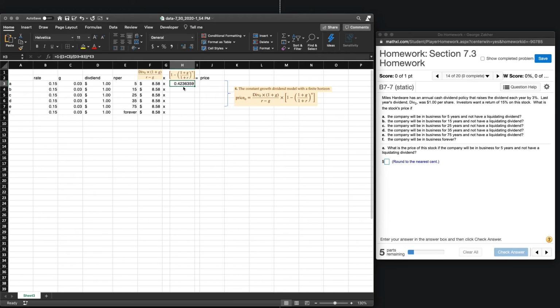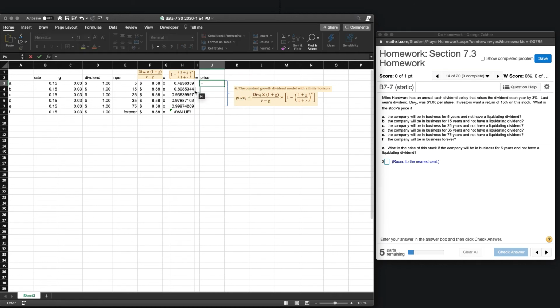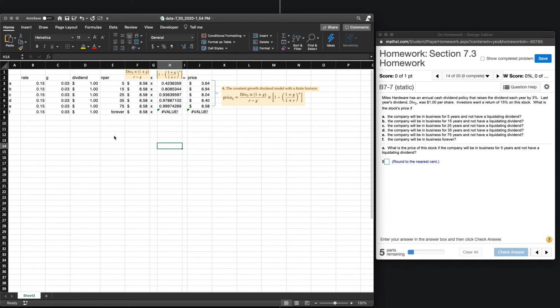So now we can go ahead and get the full value. That's simply going to be the product within this equation, so we're multiplying these two. Again, let's take a look at our pricing. If we look at A specifically, we can compare A and B. The company is only lasting for 5 years, so the price is going to be less. But as the company lasts for a longer period of time, the present value of that company, or the price of that stock, increases.